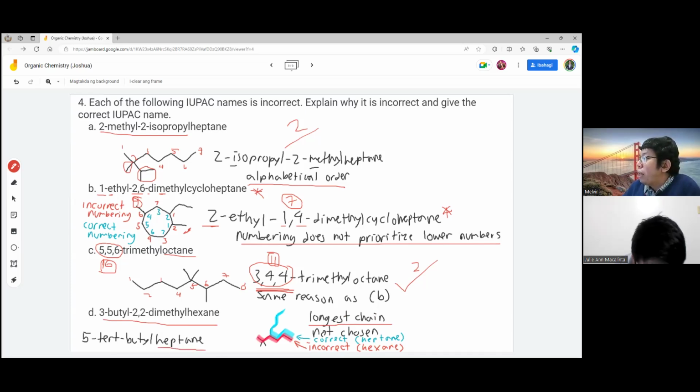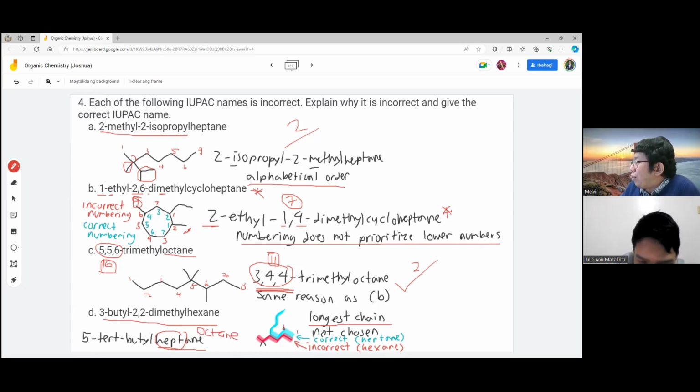So the correct longest chain should be longer. The name should be 1, 2, 3, 4, 5, 6, 7, 8. Seems like 8 in yours here. 1, 2, 3, 4, 5, 6, 7, 8. Josh, check. Oh no, you're wrong. This should be octane. 1, 2, 3, 4. You wrote heptane. So, there. This should be octane. Yeah. There, you're wrong here.